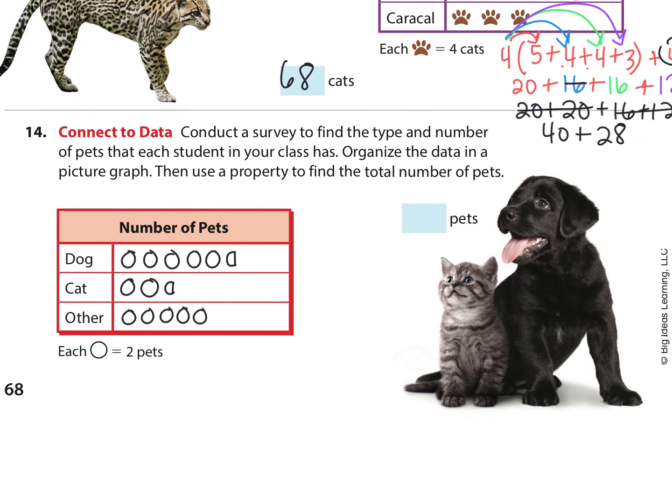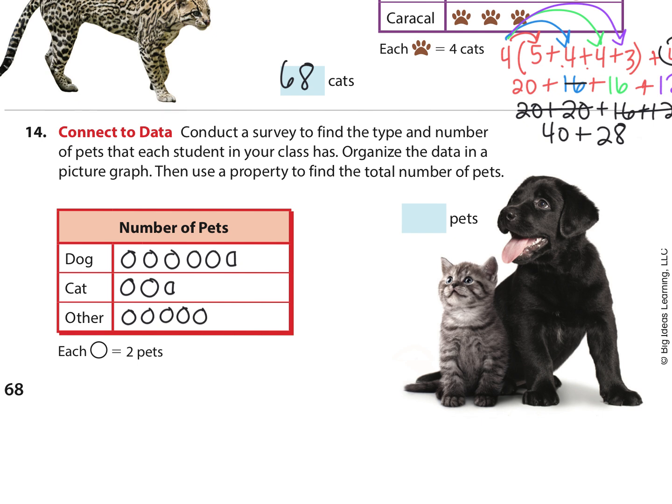I want you guys to try this with your group. We've got our data collected. You're going to try and use a property to find the total number of pets. You've got some freedom on how you want to solve this, but with your tables, I want you to solve it together. And then we'll check it. Class, city, class? Yes and yes.